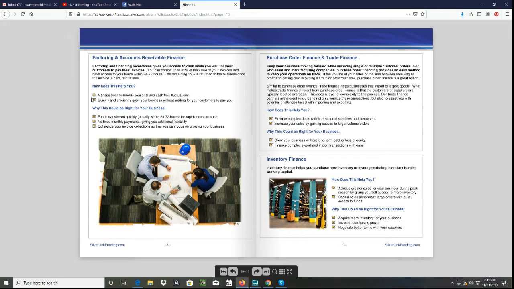You also have the purchase order finance. This is inventory finance. Inventory finance helps you purchase new inventory or leverage existing inventory to raise working capital.